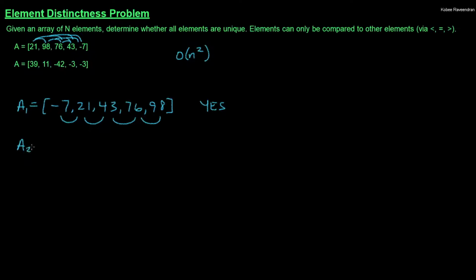Now if we ran the same thing on A2, we'd first sort it, so we'd see -42 first, -3, -3, 11, and 39. Now doing the same thing, checking this pair, it's not equal. This pair is equal, so if you were coding this up, we just return right here and say that no, there's a repeated element and not all the elements are distinct.